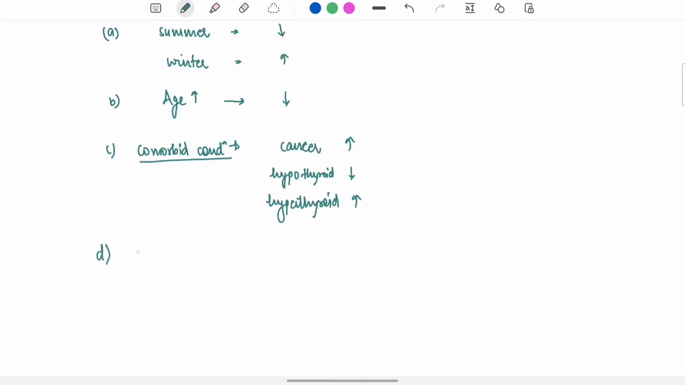Next, in females at the time of ovulation, temperature increases by 0.6 degrees Celsius, that is 1 degree Fahrenheit, and stays at that level only till menses occur.